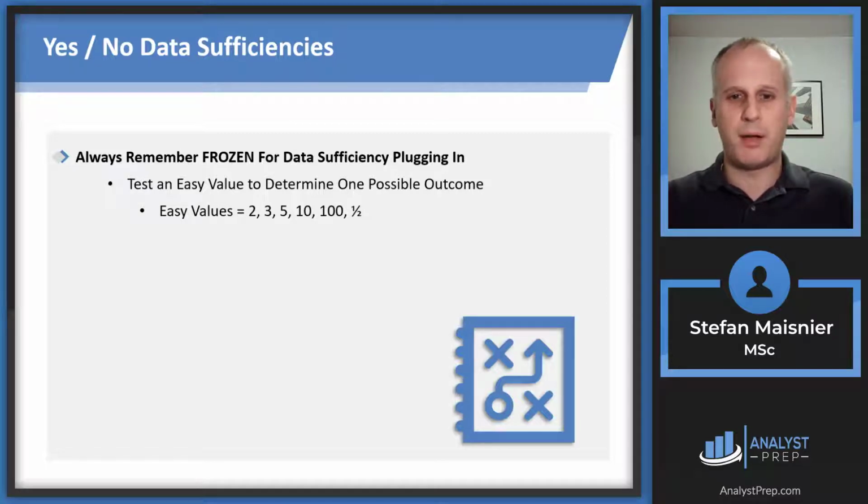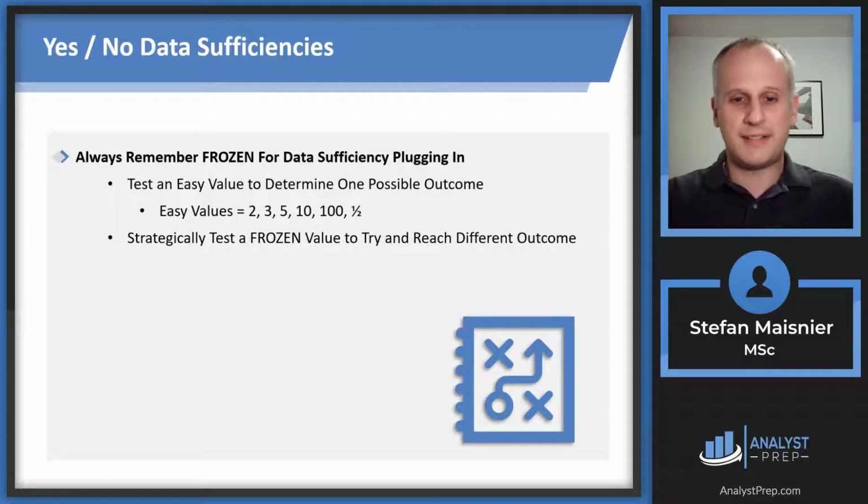You just want to get one possible outcome of yes or no, because then you want to think about FROZEN, which is going to be an acronym that indicates different characteristics of numbers that might change the outcome because they have unique applications and impacts mathematically. So we'll then test strategically that FROZEN value in an effort to try to reach a different outcome. So what that means is, if I got a no for my first outcome with an easy value, I want to try now to get a yes. If I got a yes with the first value, my easy value, then I want to try a FROZEN value to get a no potentially.